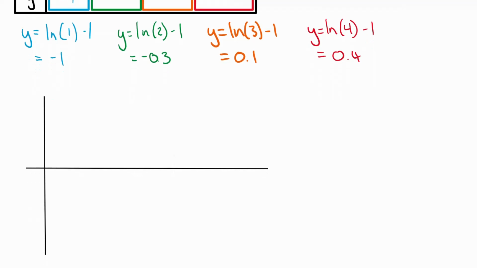Okay, so now that we've got those, we can plot those points on our graph. If I say that's 1, that's negative 1, we can go 1, 2, 3, and let's say we extend the line out here to 4. Now I'm going to plot those points. So that blue one, when x was 1, y was negative 1, so down here. The green dot, when x was 2, we had negative 0.3, so approximately there, then 0.1, and lastly 0.4. So this is going to look something like that.